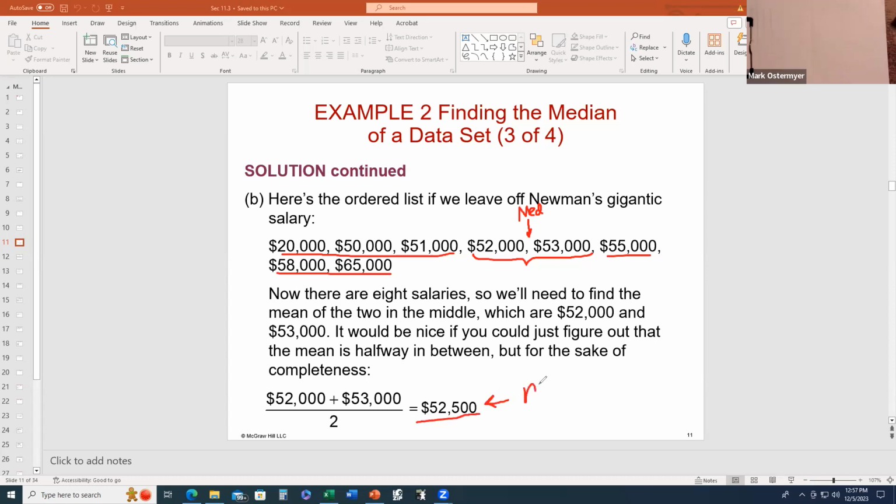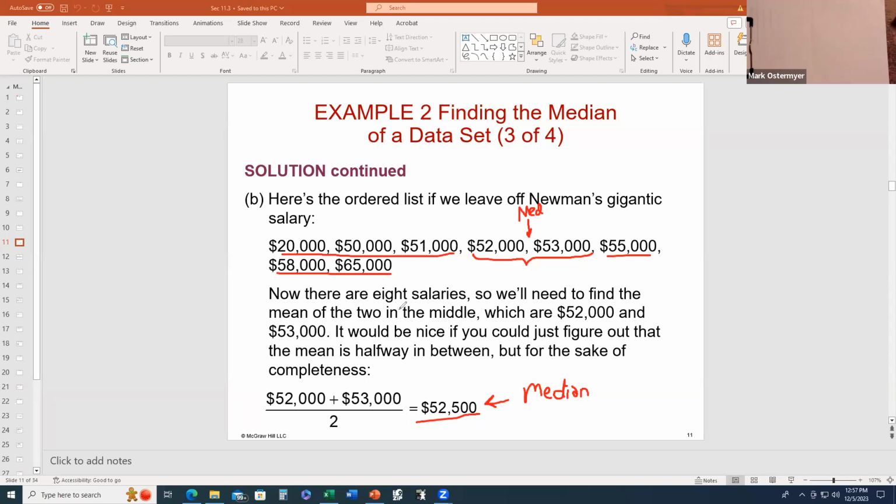That's your median. Notice in this case, the median is not actually a data point in our data set. Although it lies between 2 data points in our data set, it itself is not a data point in the data set itself. Okay.